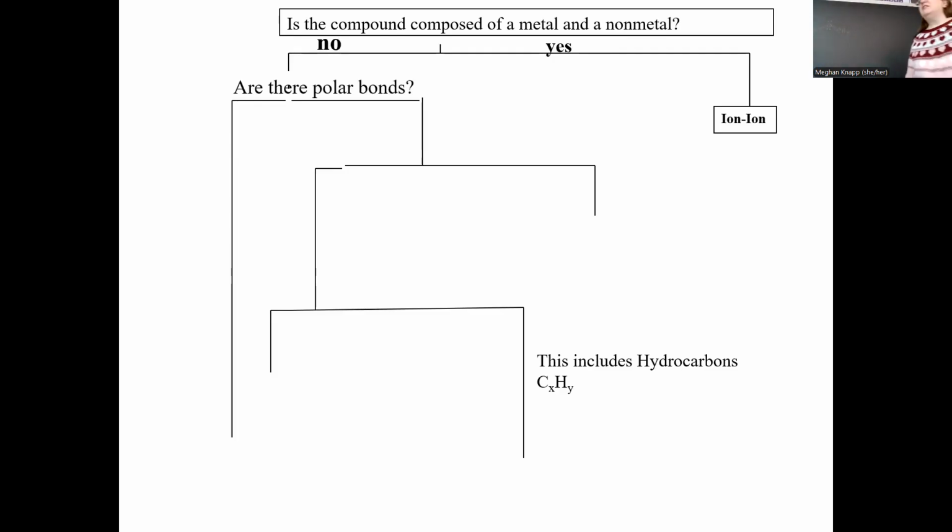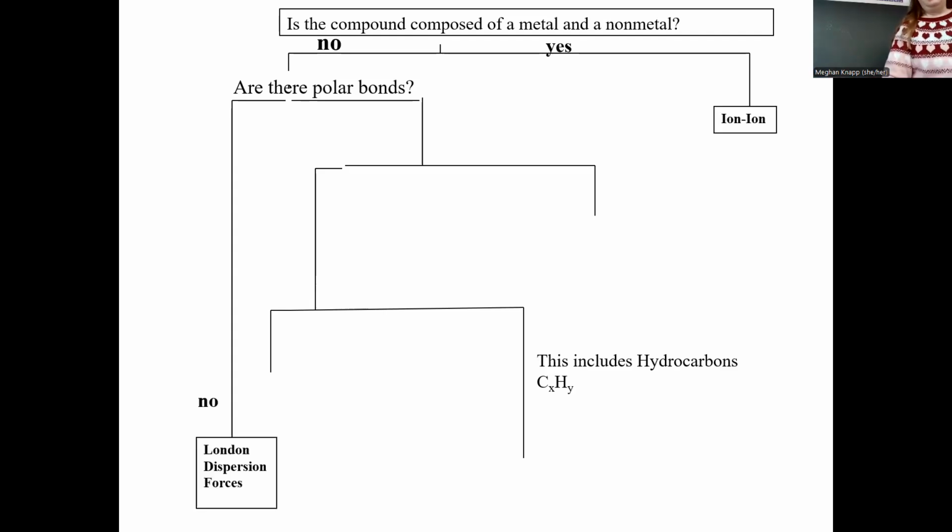So I'm going to ask myself, are there polar bonds? I don't really need to know the shape of the molecule if it's all made up of the same kind of atoms. So nitrogen, nitrogen, no polar bonds. Carbon, carbon, no polar bonds. Basically, if it's all the same element, it's probably not polar. The exception is ozone, because ozone is bent in shape and has that lone pair. But other than that, if you see something that is all one element, then it's not polar.